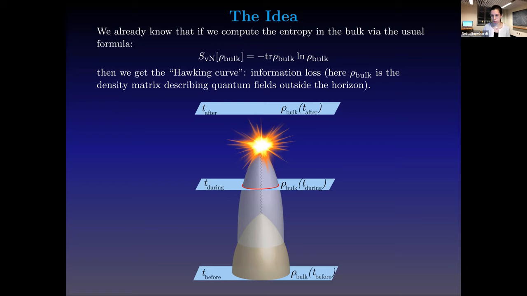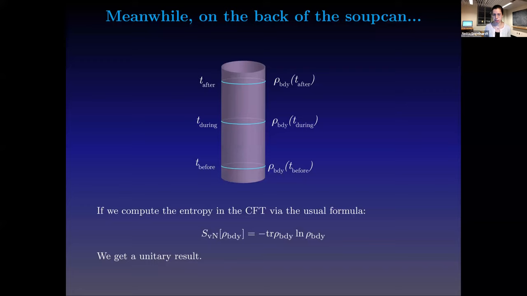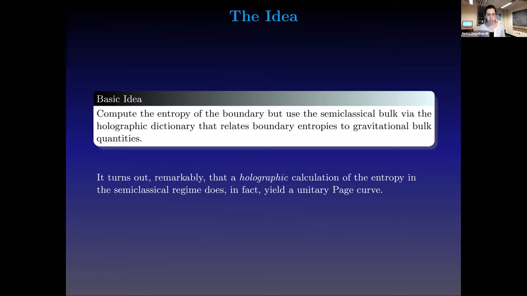And on the back of the suit, if you compute it using the CFT, then we say, oh, unitarity, therefore this evolves, there's no information that's lost. So we have these two conflicting answers, and of course we believe the one that's given to us by the CFT. But what we'd like to do is bridge these two and compute the CFT answer using gravitational language. And so the basic idea is to compute the entropy of the boundary, but use a semi-classical bulk using the holographic dictionary that relates boundary entropies to gravitational bulk quantities. And what turns out is that a holographic calculation of the entropy in the semi-classical regime using purely semi-classical techniques does in fact yield a unitary Page curve.